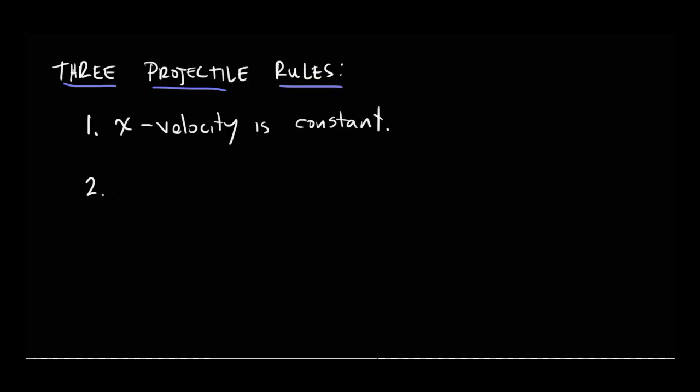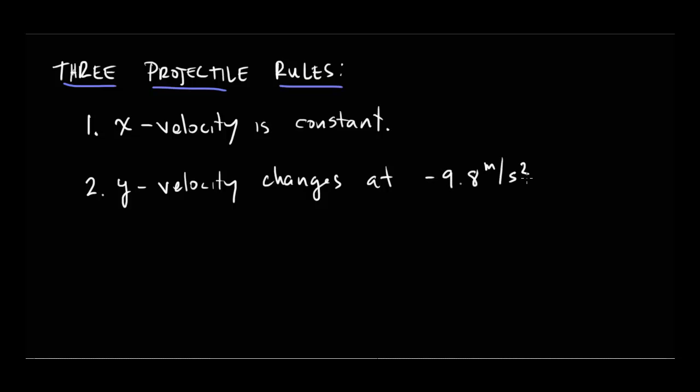But in the vertical direction, in the y direction, there is a force, namely gravity, and so the y velocity is going to change, and specifically it changes at the acceleration due to gravity, at a rate of negative 9.8 meters per second squared on Earth. Okay, so here are our first two fundamental rules. The x velocity is constant, and the y velocity changes at the acceleration due to gravity, right? The x velocity is constant because there's no x force. There is acceleration in the y direction because there is a y force, gravity.